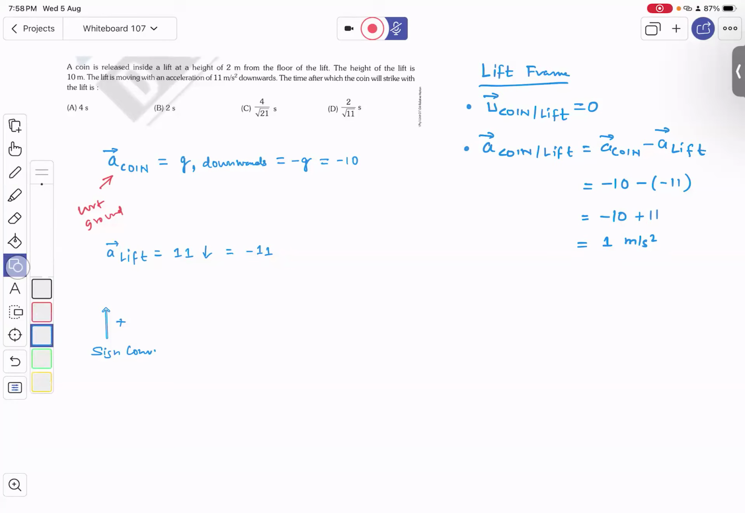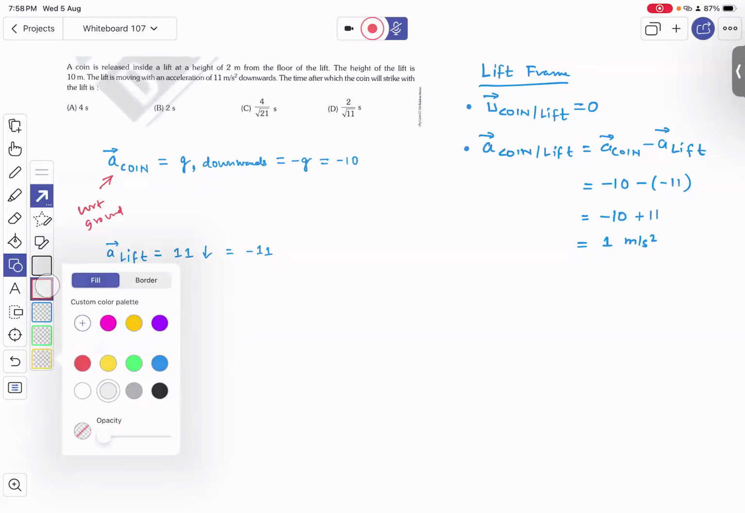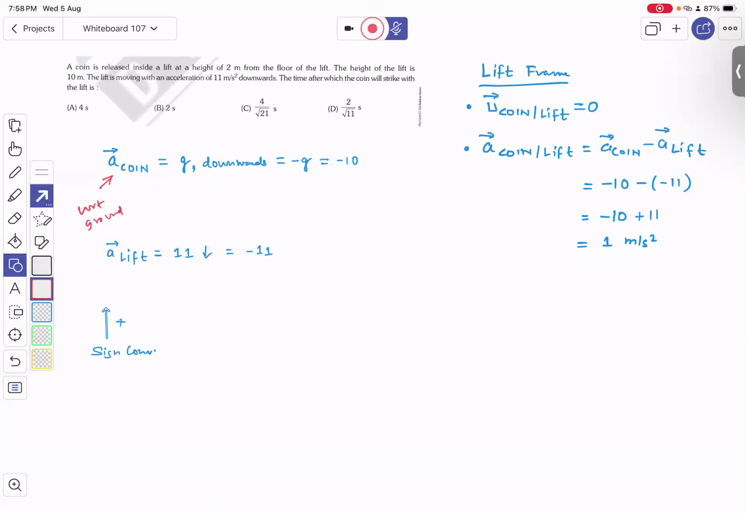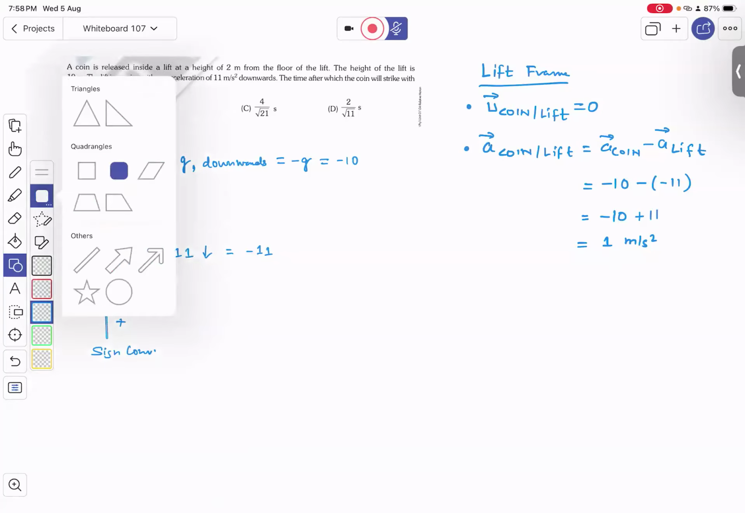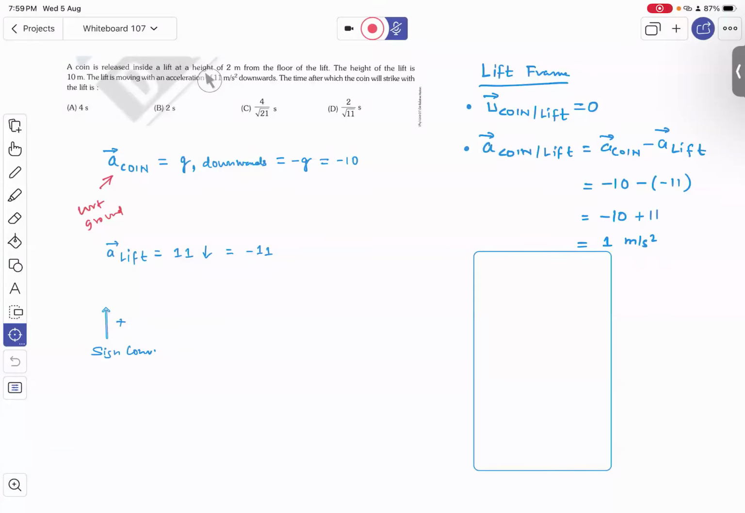So it is basically solving a brand new question in which the lift is going to remain stationary while the coin moves with relative velocity and relative acceleration. So how to solve this question? Same way as you solve any question from the ground frame. So this is the frame of the lift, this is the lift we have. And let's check what it is told. The height of the lift is 10 meters and this object is released from rest at a height of 2 meters from the floor of the lift.